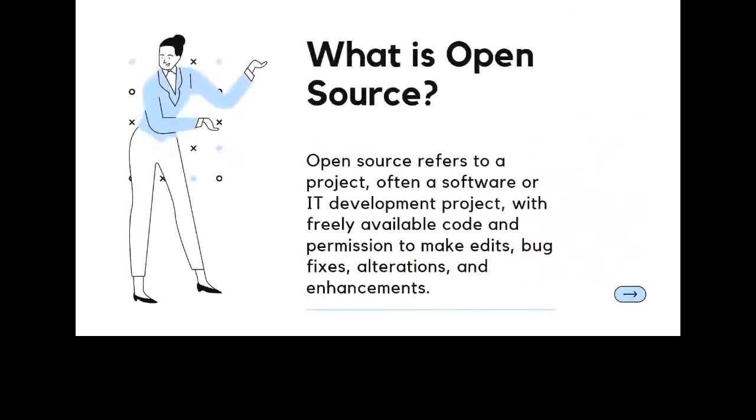Okay, so what is open source? When you say a project is open source, what does it mean, right? When a project or software is open source, it means it's freely available, and there are permissions in its licenses that guide you to make edits, bug fixes, enhance the code, use it as your own, and do a whole lot of stuff with it.